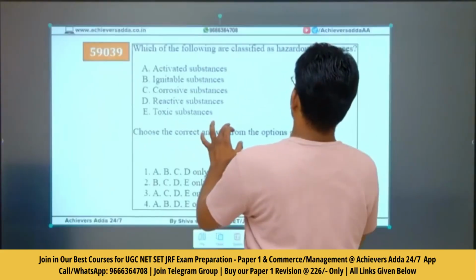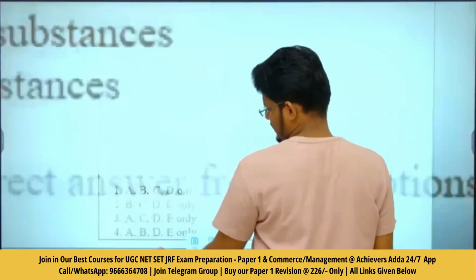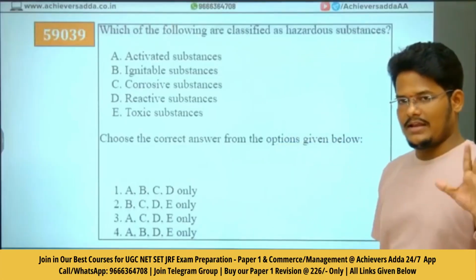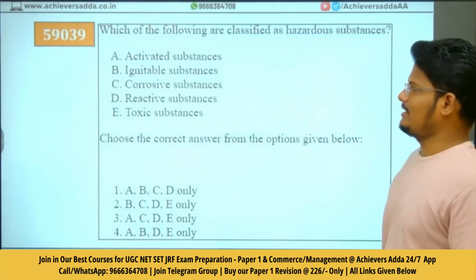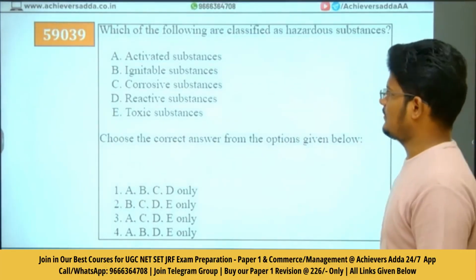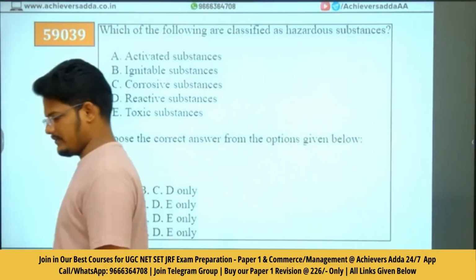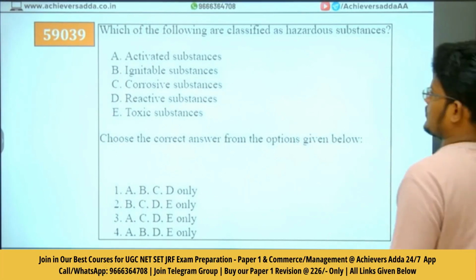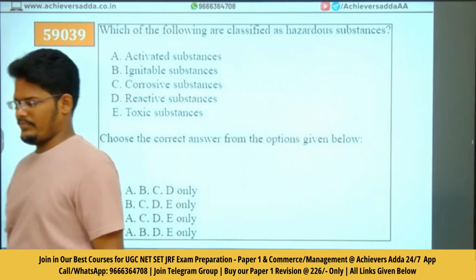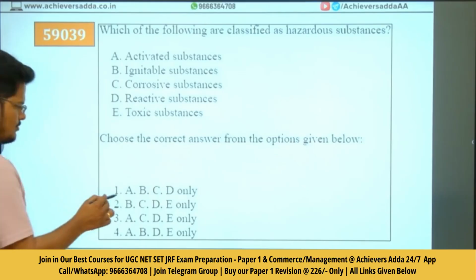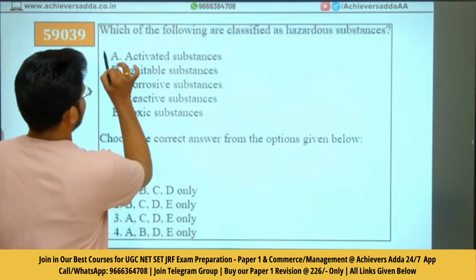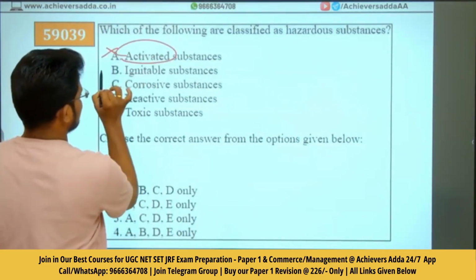Which of the following are hazardous substances? Hazardous substances mainly have characteristics: they gave activated, ignitable, corrosive, reactive, toxic. Out of that, which one is correct? So the answer will be option 2, B, C, D, E. Except activated, which is a positive one.